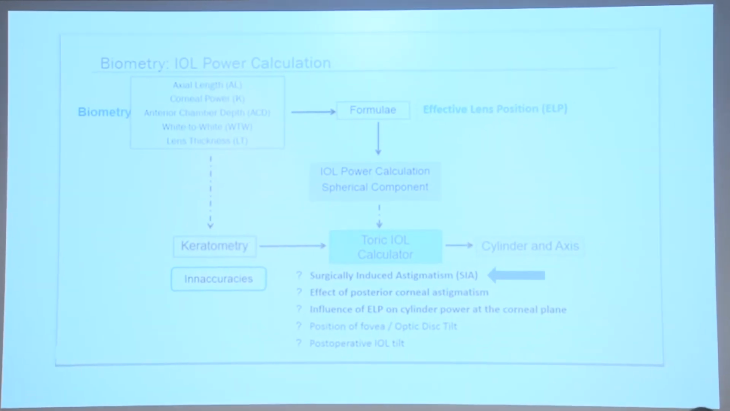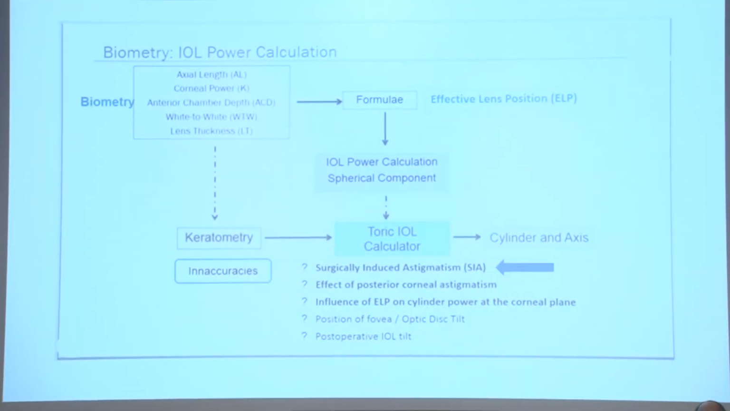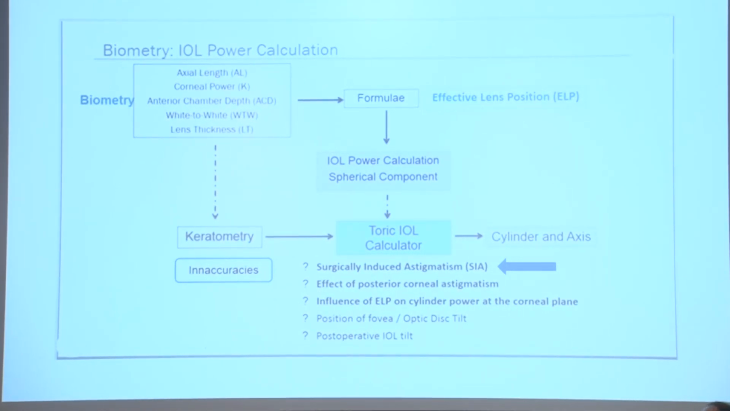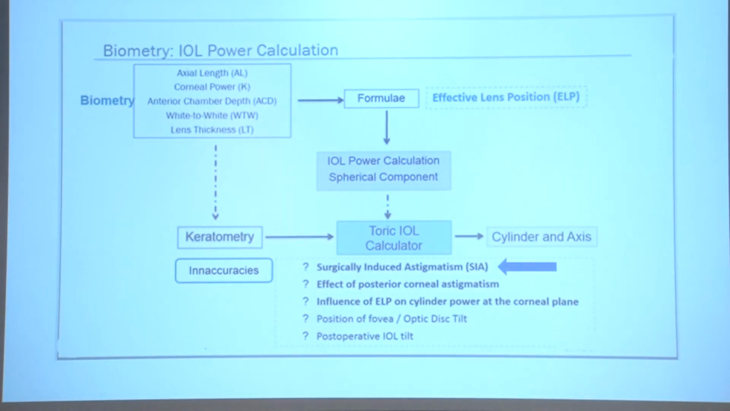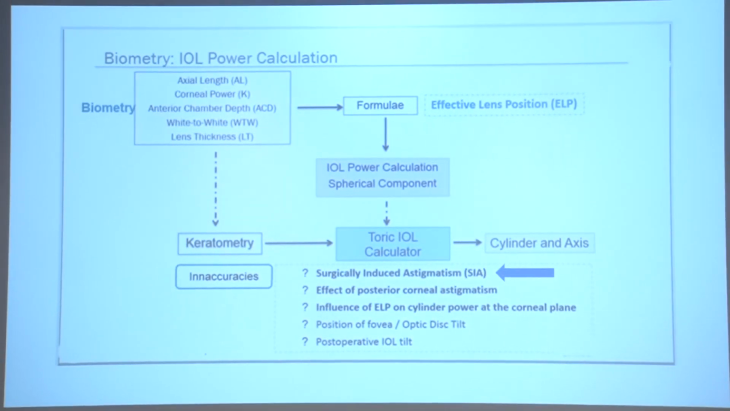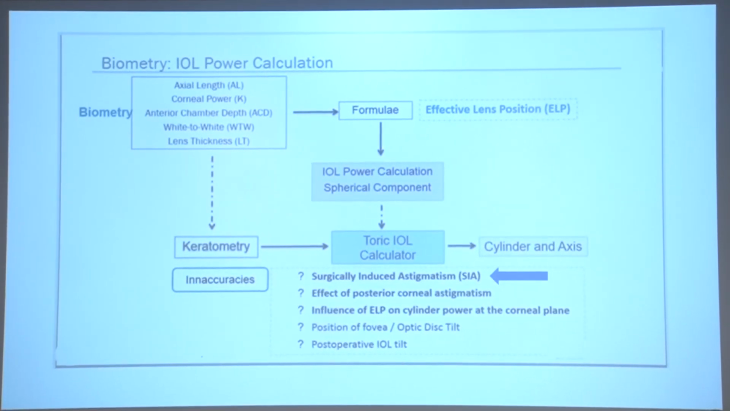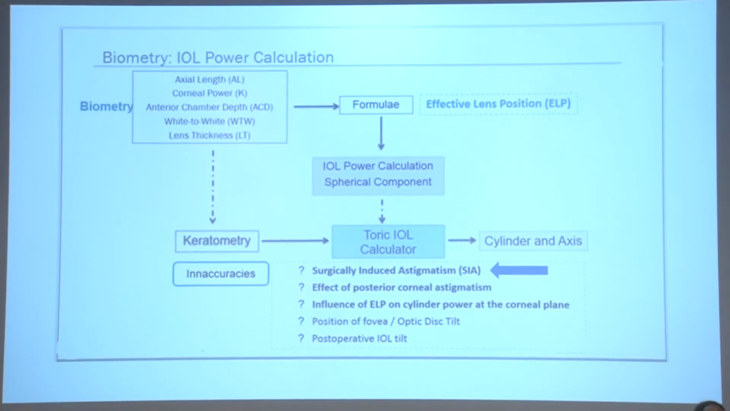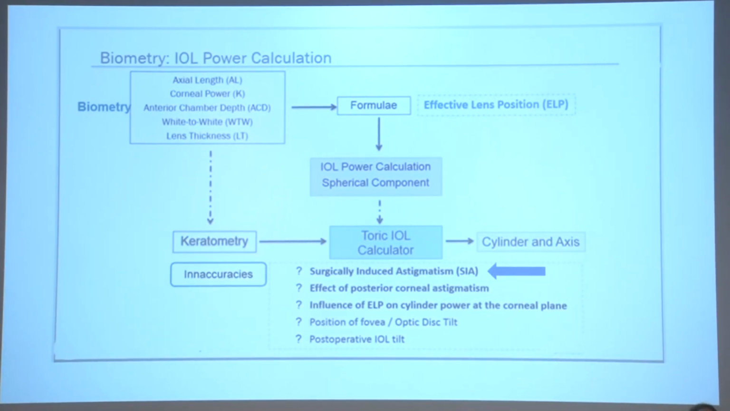So in our regular toric calculator, which up till now we were using, we have a spherical power which was given by optical biometry using different variables like axial length, keratometry, anterior chamber depth, white-to-white, or lens thickness. All these variables are used. You utilize one formula, whatever formula you want to use, Barrett or SRK/T or whatever, you get the spherical power. This spherical power is used in the toric calculator along with the keratometry, and it gives us a cylindrical power and the axis. But there were some inaccuracies. We are not perfect till date.